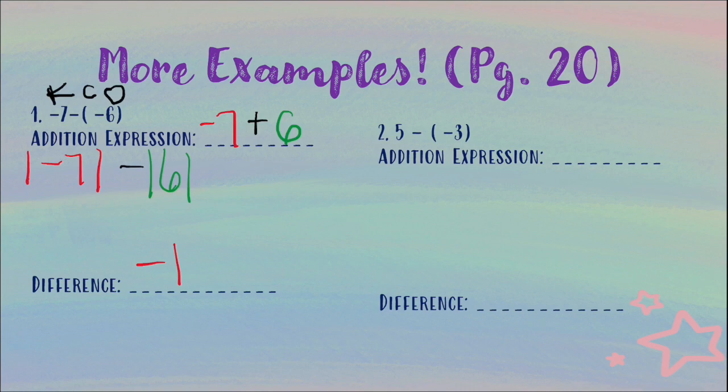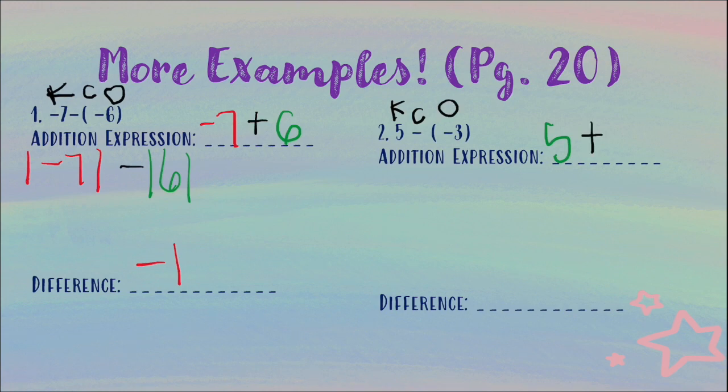Awesome. Looking at number 2 here, we have 5 minus negative 3, and I have a subtraction expression, so I'm going to rewrite it as addition. So to do that, remember we're going to keep that first value the same. 5 is going to stay positive 5. We're going to change that subtraction sign to addition. So the subtraction sign becomes a plus sign, so I have 5 plus.